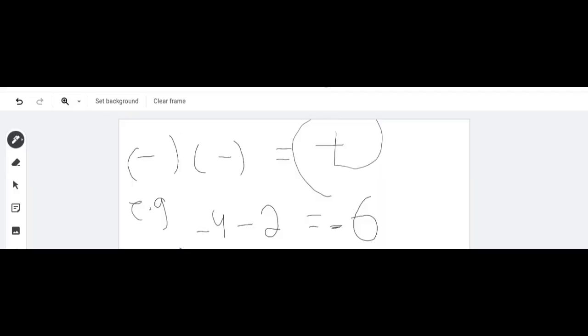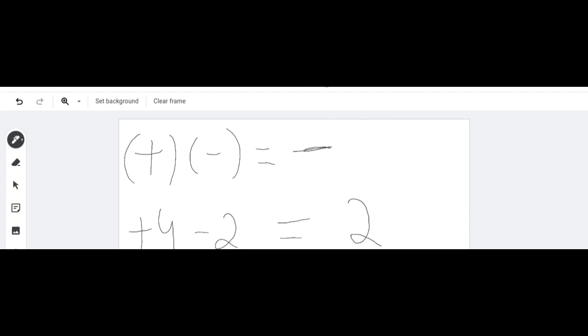Now the same question you are asking: what if one digit contains a plus sign and another has the minus? Now plus minus is equal to minus. For example, if I have plus 4 and minus 2, I have to do the subtraction here because plus minus is equal to minus. Subtract 4 and 2, the answer is 2. Now which sign do I have to use here? Plus, because 4 is bigger.